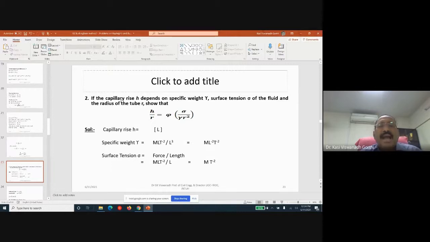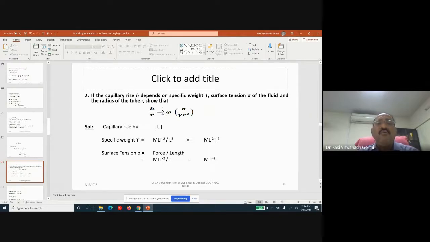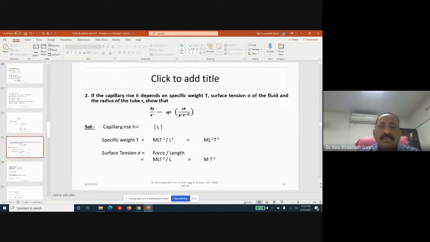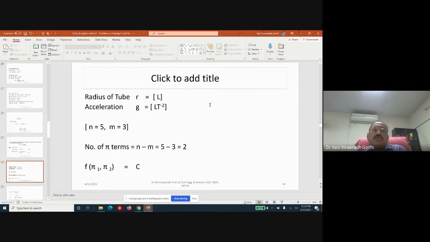Look here, the capillary rise H is the dependent variable. What are the independent variables given? The specific weight gamma, surface tension sigma of the fluid, and the radius of the tube R. So how many variables are there now? H, gamma, sigma, and R, so a total of 4 variables. Of course, acceleration due to gravity is not given here, but you need to take this also. If it is not there, it will come out as 0 towards the end.